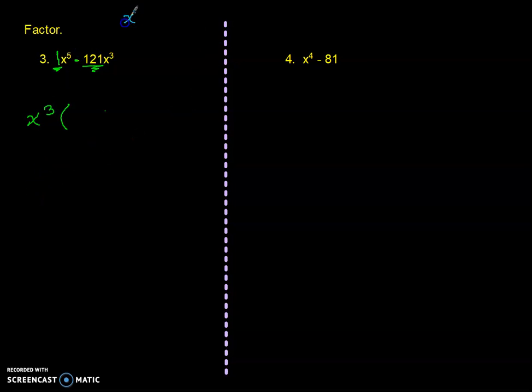If I take x to the 5th power and divide out x to the third power, remember when you divide like bases, you subtract the exponents, numerator minus denominator, and that'll give you x squared. The next term is negative 121 x to the third power, and if I divide out x to the third power, which is my GCF, the exponents subtract to 0, and anything with an exponent of 0 is just 1. 1 times negative 121 is just negative 121.